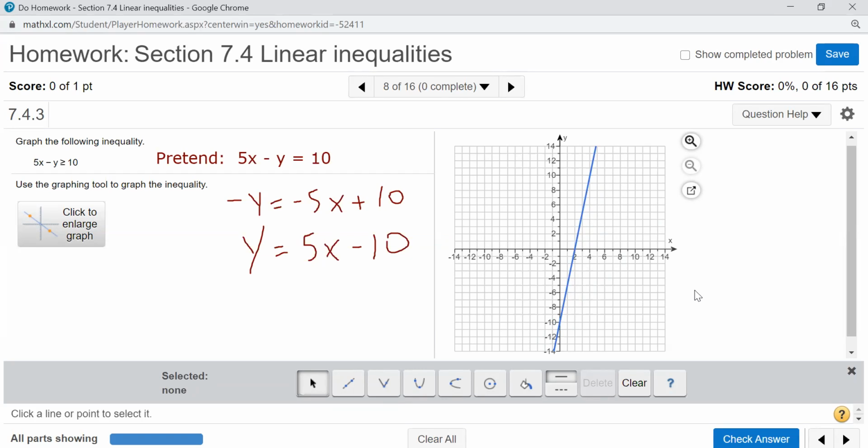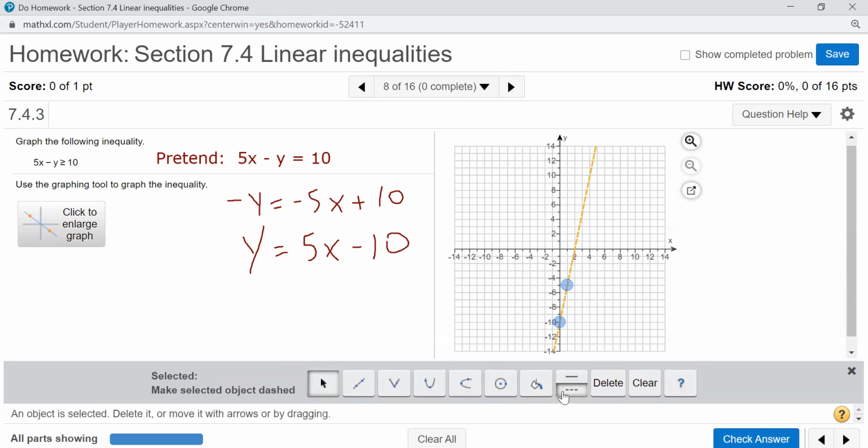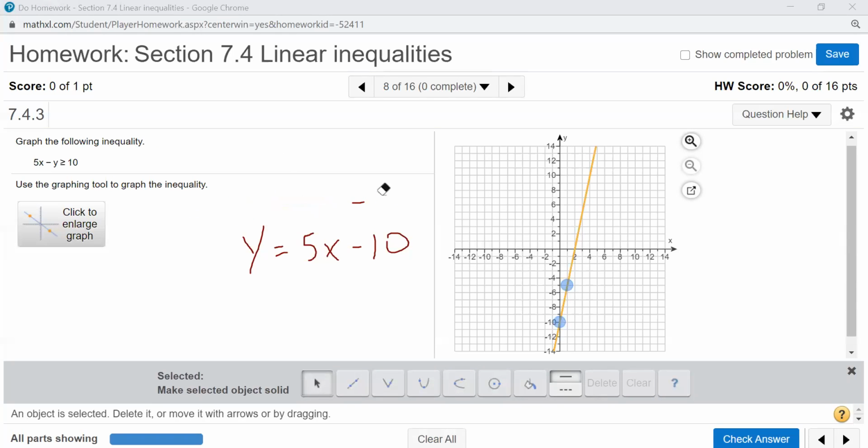Now that would be the line itself. Now, let's select the line. Do we make that a dashed line or a nice good old-fashioned solid line? It's solid because we have a greater than or equal to. Whenever you have the or equal to thrown onto it, it's a solid line. If you had a strict greater than, this would be a dashed line. So we've taken care of the first part, really the hard part. We have to graph the line itself that's being represented.